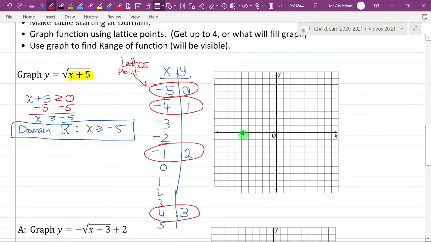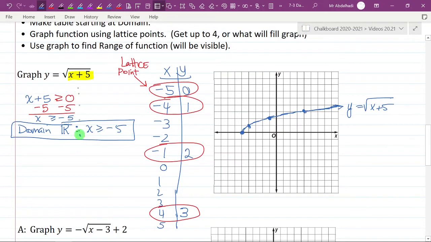The first one is -5 comma 0, which I have here. The next one is -4 comma 1. So -4 comma 1 will be right there. The next one is -1 comma 2, which would be right here. And the last one is 4 comma 3, which would be 1, 2, 3, 4 comma 1, 2, 3, right there. And hopefully you can see that sideways half parabola shape that makes a square root function. And just take it and extend it to the edge of the graph. And there you go. That's the function y equals the square root of x plus 5.